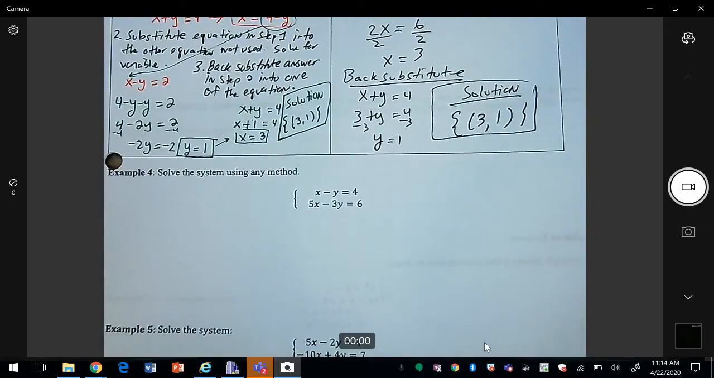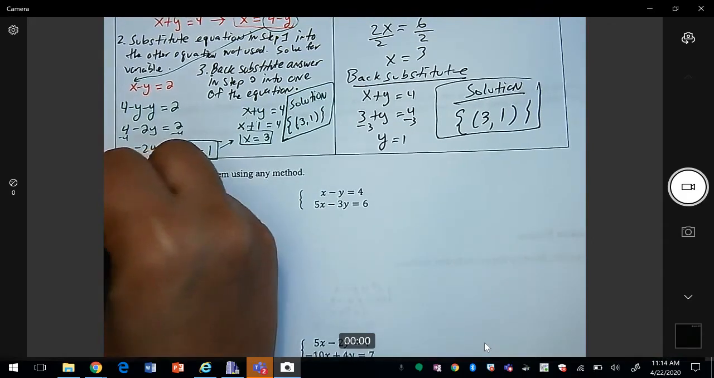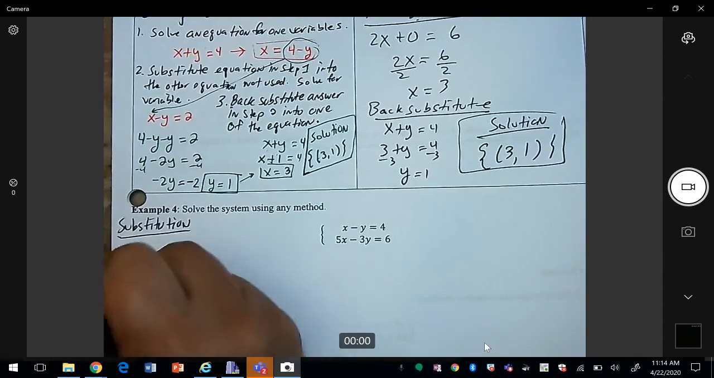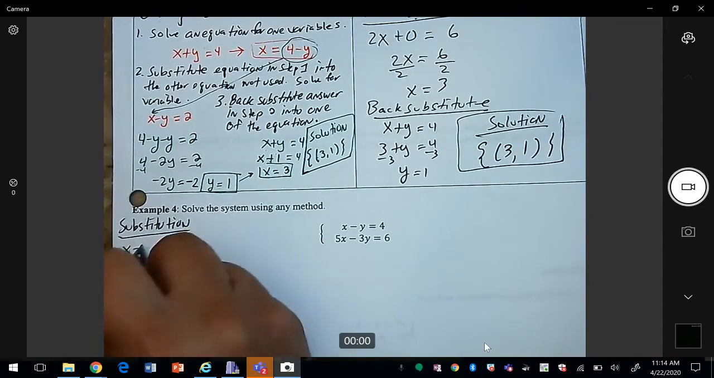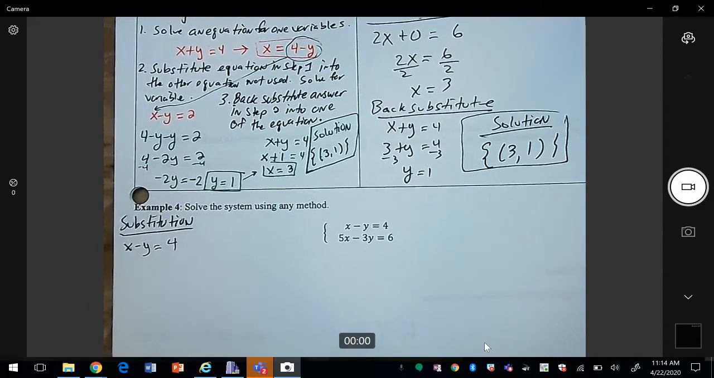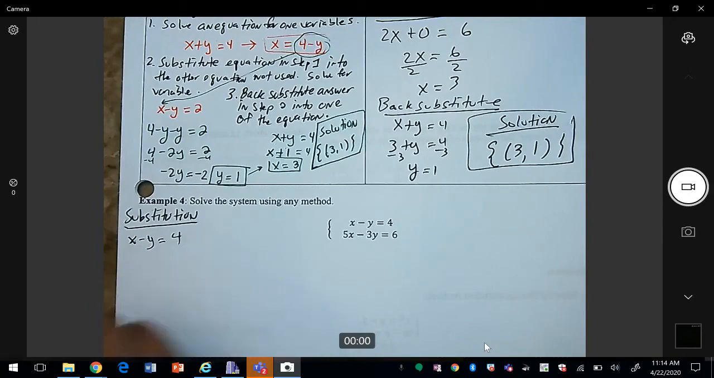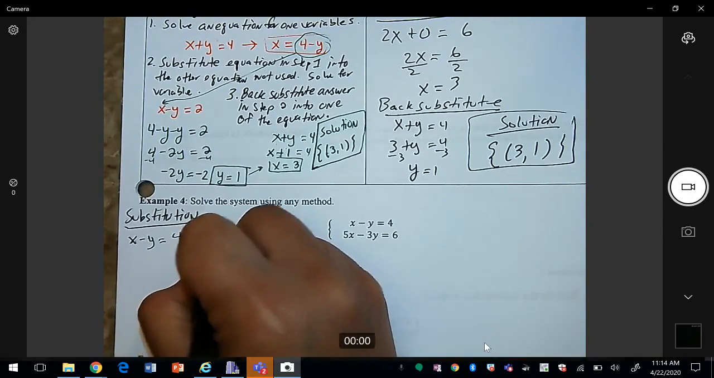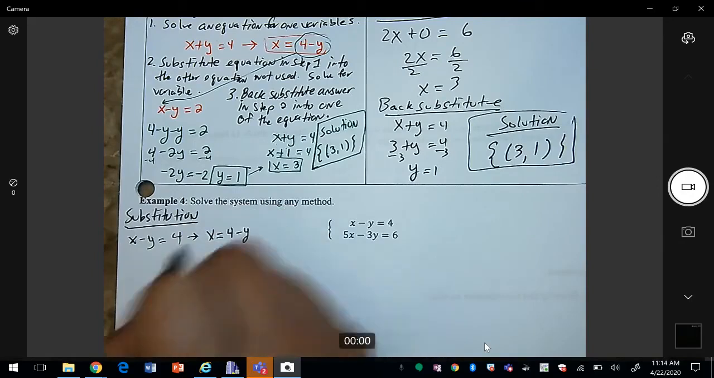So we have solved the system using any method, and I'm going to go ahead and use both methods just so that we can get familiar with both first, and then later I'll start using just one or the other. So for the first one, I'm going to use substitution. So I'm going to write x minus y is equal to 4. And so I'm going to choose this equation, and I'm going to solve for x. So x will be equal to 4 plus y.